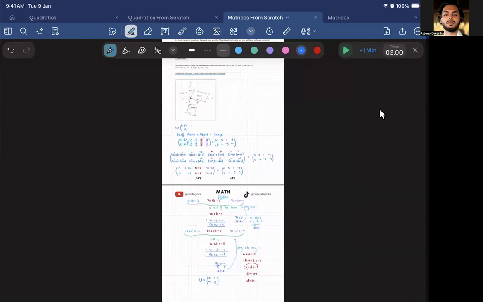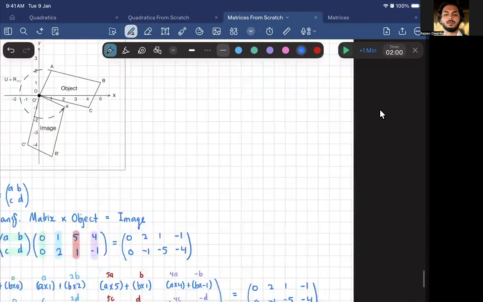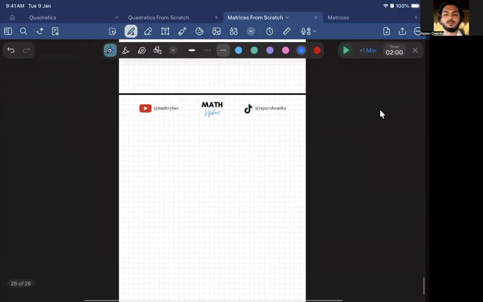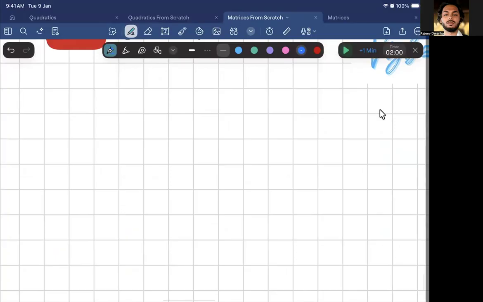So let's do a little recap for transformation matrices now, and that'll be it for class today. In transformation matrices, what is the magical equation you're supposed to know? T multiplied by object equals image. Akira, I'm looking at you now. Don't forget this. The transformation matrix multiplied by the object gives you the image.